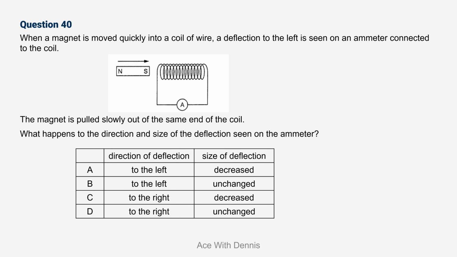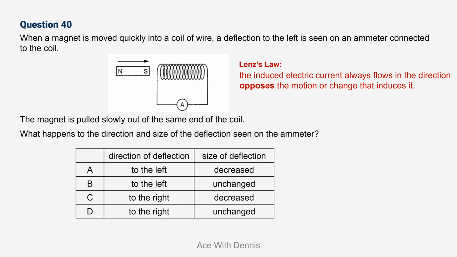So here are the four options. You need to determine the direction of the deflection, whether it is to the left or to the right, and the size of the deflection, whether it decreased or unchanged. Okay, so to answer this question, we need to relate it to Lenz's law. According to Lenz's law, the induced electric current always flows in the direction opposite the motion or change that induces it. The greater the change, the more current is induced, which means more deflection, and vice versa.